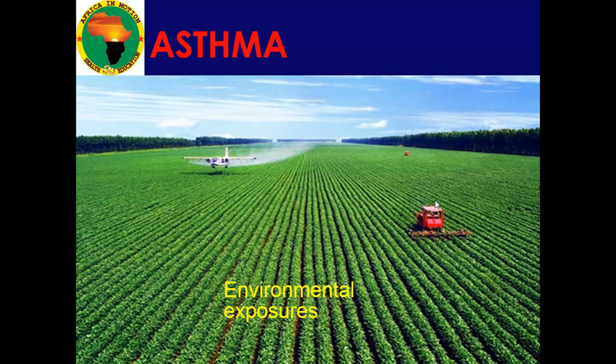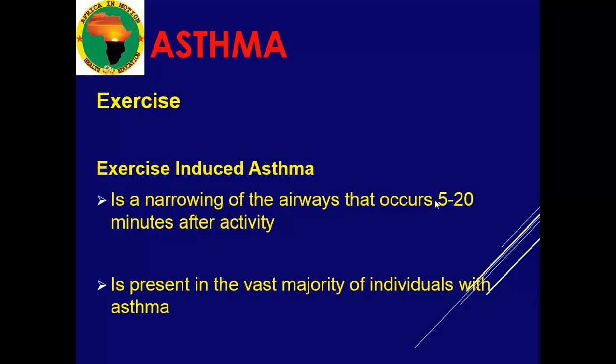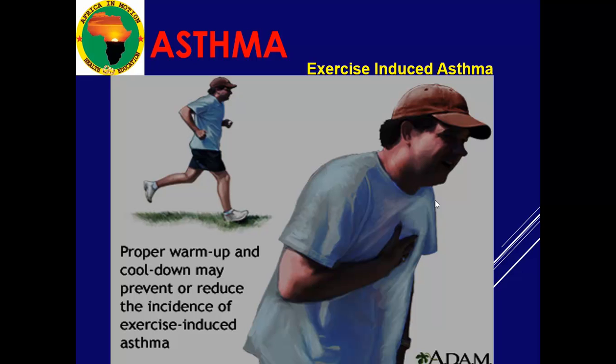If you are on a farm and you are breathing the chemicals that are constantly sprayed there, that is environmental exposure. Exercise: if you are prone to develop asthma, there is what we call exercise-induced asthma, which is a narrowing that takes place about 5 to 20 minutes after the activity. It is present in a vast majority of individuals with asthma. It's very common. One way of controlling it is to encourage people to warm up a little bit before exercise so that they can control it.